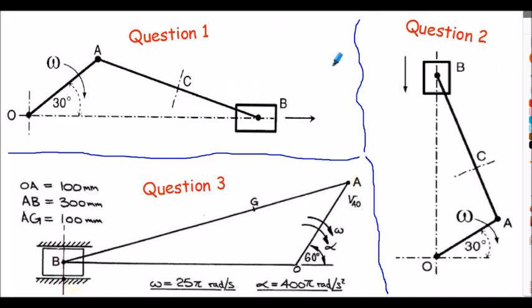The presentation contains three questions outlined here. Question one, horizontal slider crank mechanism. Question two, a vertical slider crank mechanism, like the piston in a car engine. And question three, a slider crank mechanism where the crank is actually accelerating, so slightly different consideration than the previous questions. Full worked graphical solutions are included in the presentation.